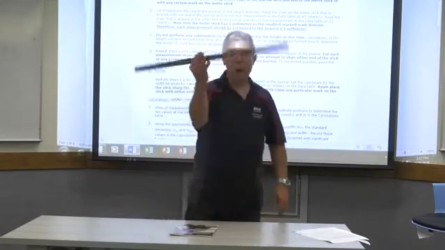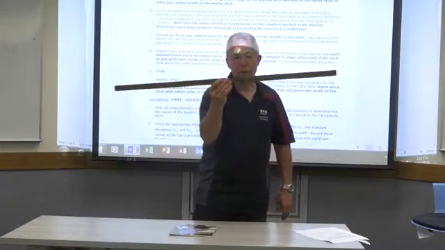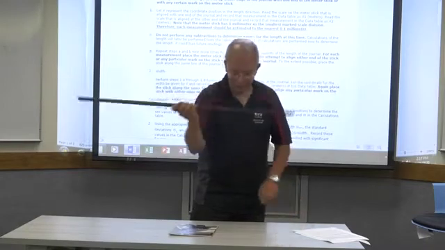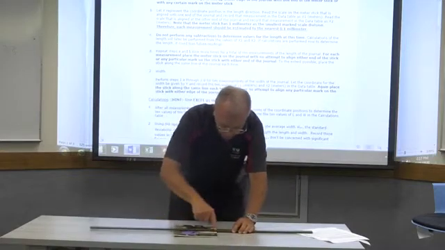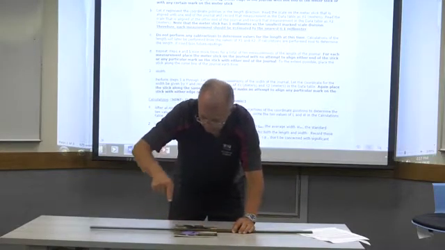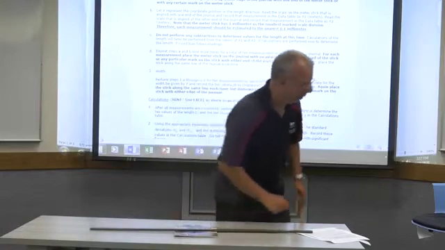Now, the smallest division is a millimeter. So what's the rule? You have to estimate to 1/10 of a millimeter, which is not easy, right? Okay, so again, you just put it in the middle somewhere. You record this to 1/10 of a millimeter. You record that to 1/10 of a millimeter.